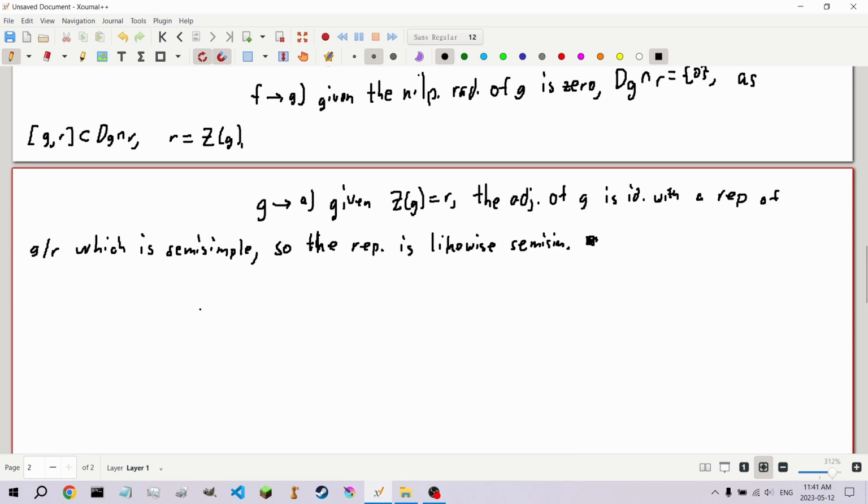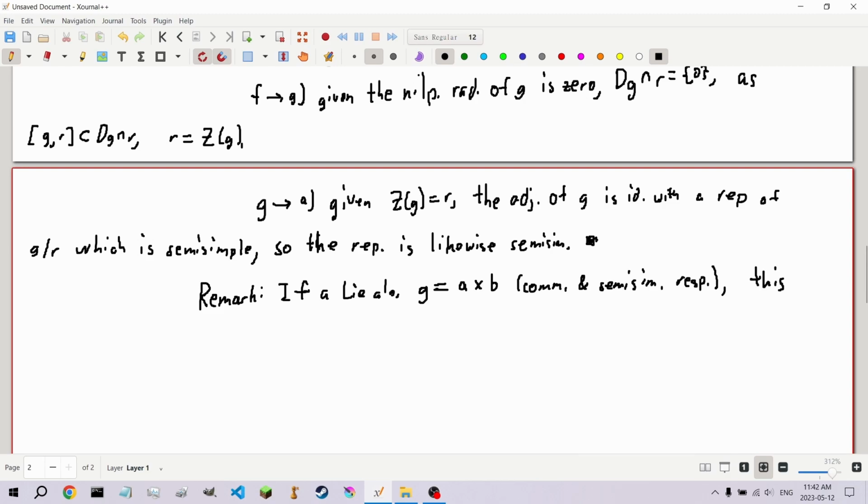Now we have a remark. If a Lie algebra G can be written as the product of a commutative algebra and a semisimple algebra, they're commutative and semisimple respectively. This decomposition is unique.